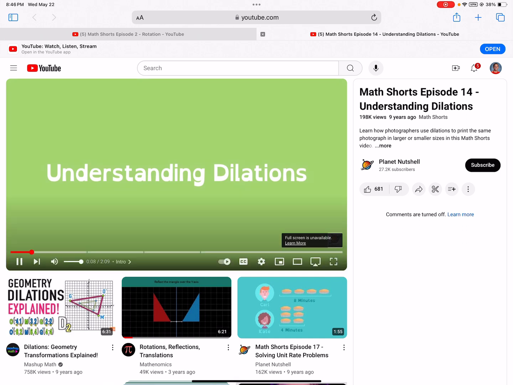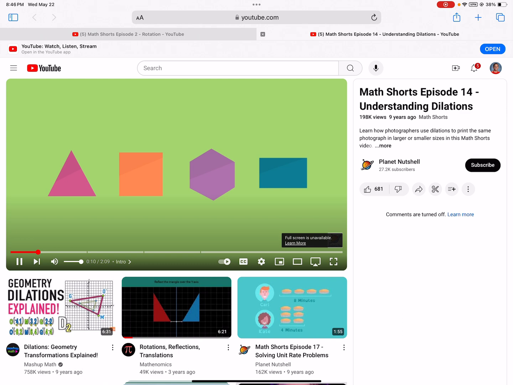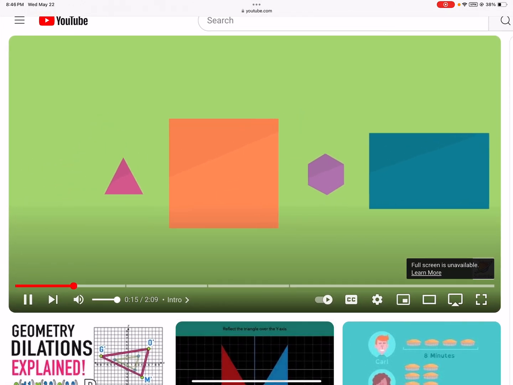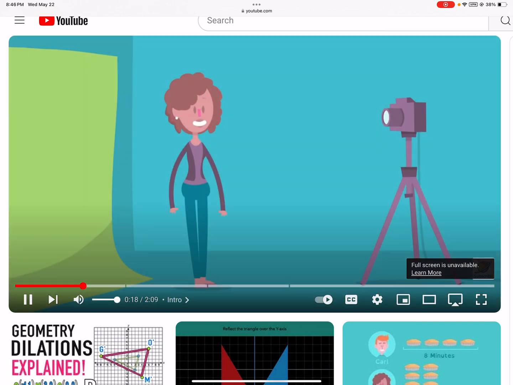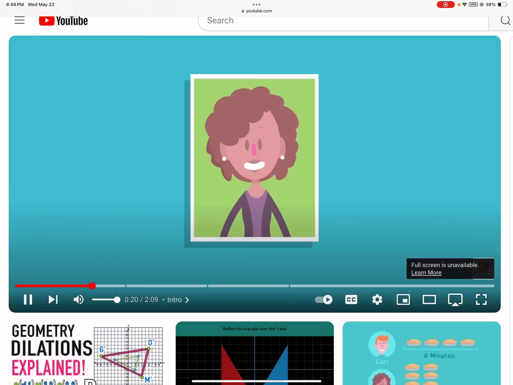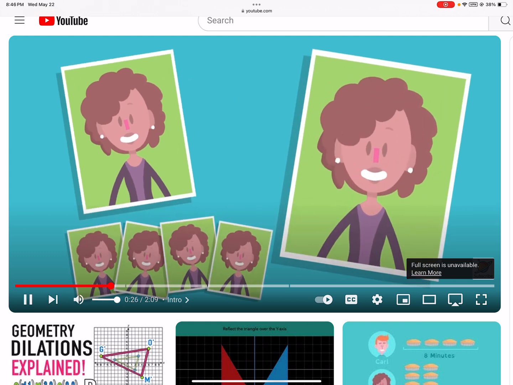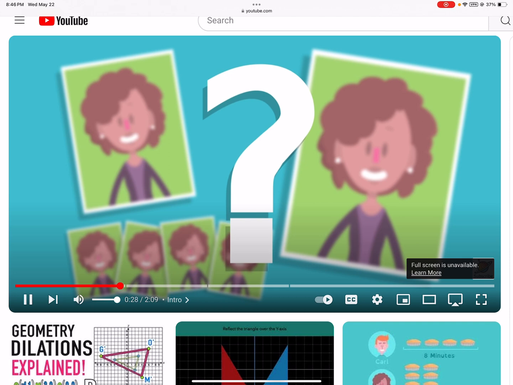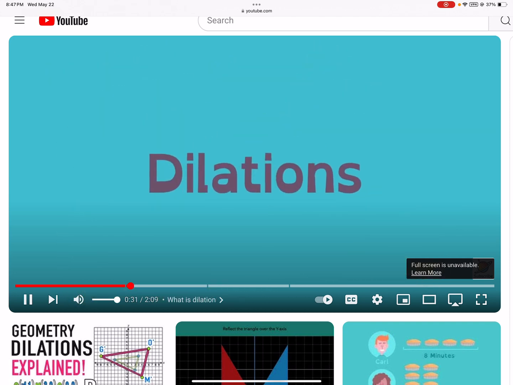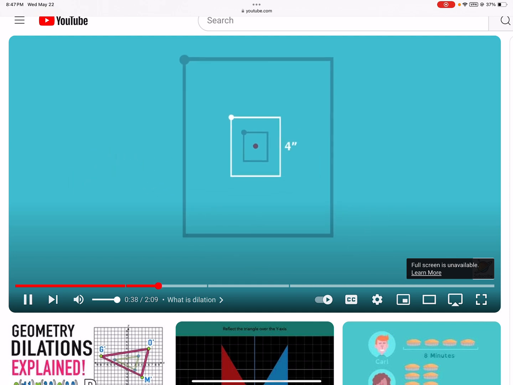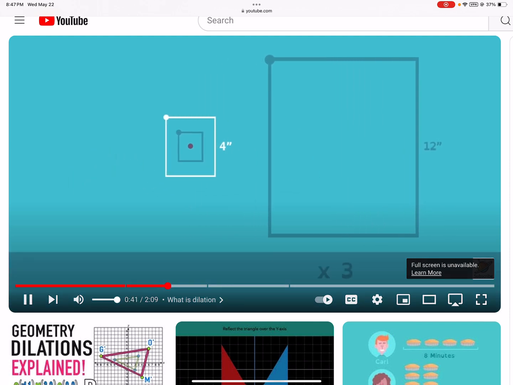Understanding dilations. In math, dilation refers to the process of making a polygon larger or smaller without changing its shape. It's picture day. Kate chooses the package with one photo for her parents, a larger one for her grandparents, and smaller photos for her friends. How can photographers print one photo in different sizes? Dilations. Dilation is where a two-dimensional shape grows or shrinks proportionally from a point called the center of dilation. Here the original rectangle's side lengths are tripled, and here we divided it in half.